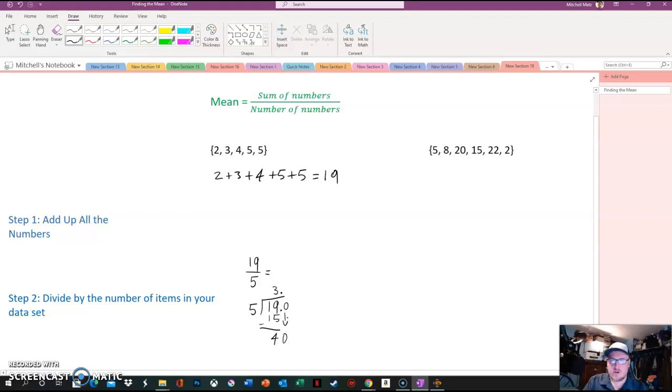And so 5 goes into 40. 5, 10, 15, 20, 25, 30, 35, 40. 5, 6, 7, 8. So 3.8 is my mean. This is where my data center lies.